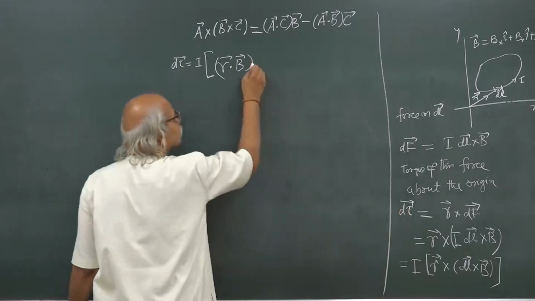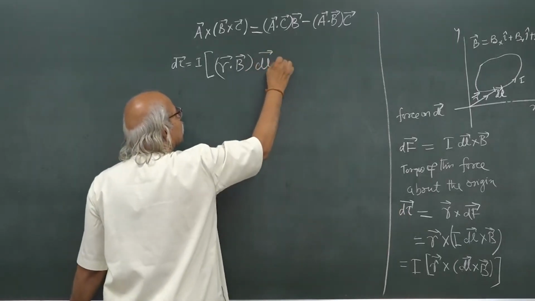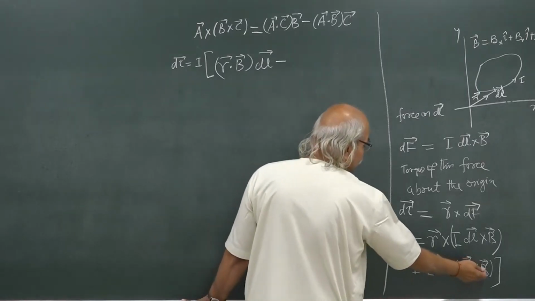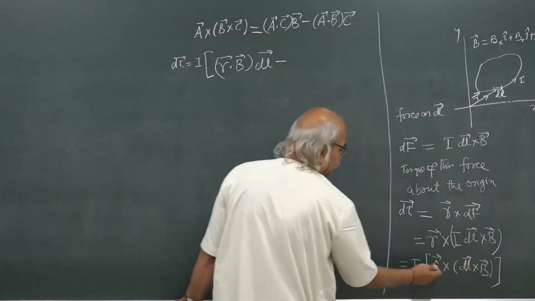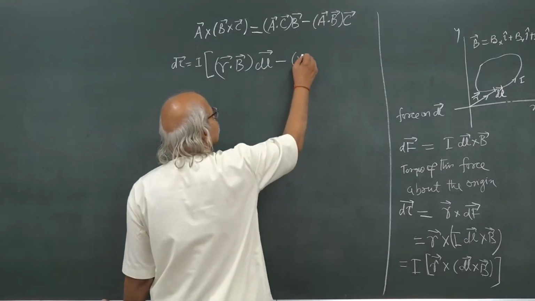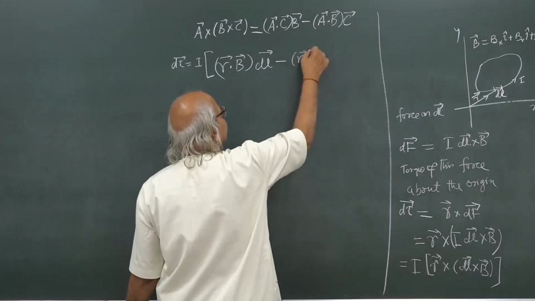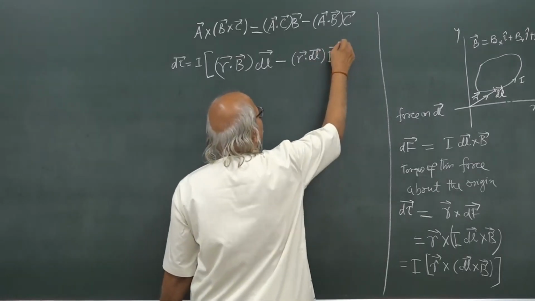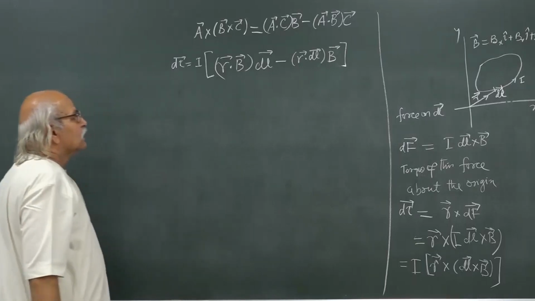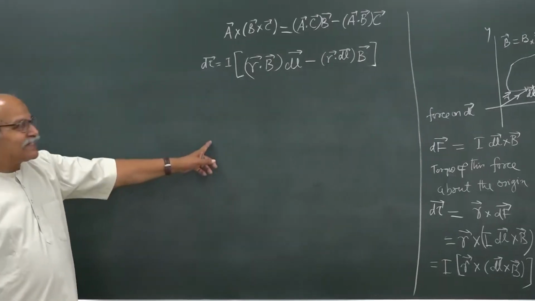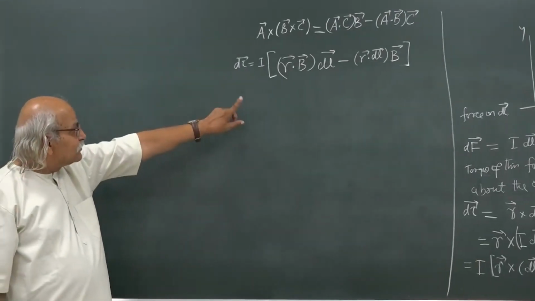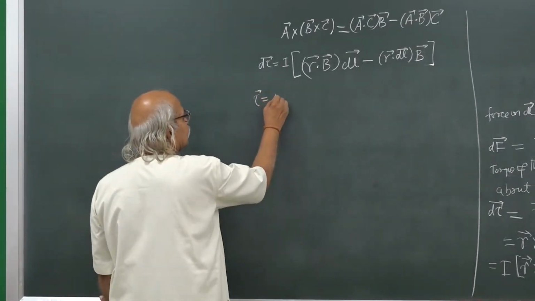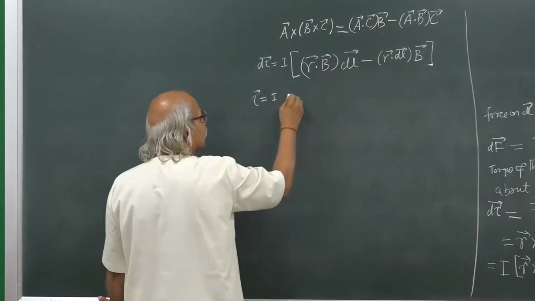This dl vector, then a minus, then this b has to be taken out. So, r dot dl, r vector dot dl vector, and then this b which comes out. This is it. Now, we have to integrate. So, the torque will be I times the integration of this entire thing.